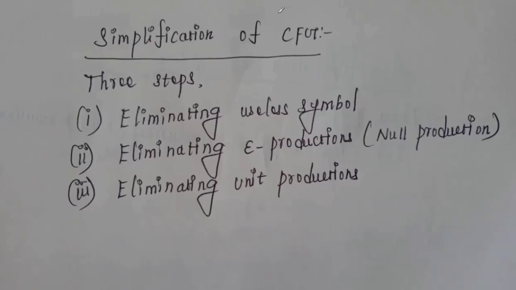The topic we are going to explore is the simplifications of context-free grammar. Simplifying a context-free grammar makes it easier to analyze, parse, and convert into standard forms like Chomsky normal form or Greibach normal form. In simplifications of context-free grammar, there are three steps. First one, eliminating useless symbols; second, eliminating epsilon production or null production; and last one, eliminating unit productions. We will discuss them one by one.